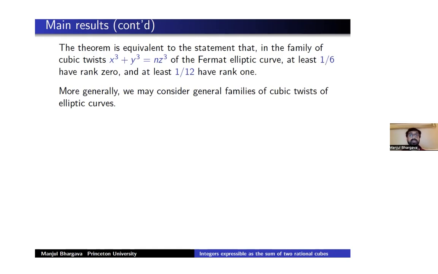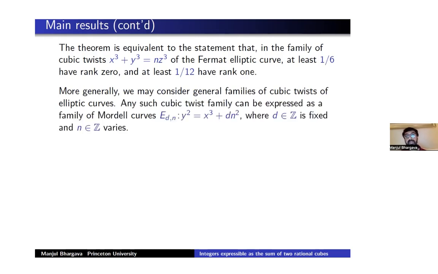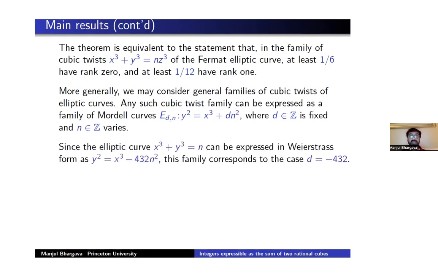And actually, we consider something more general. We can consider general families of cubic twists of elliptic curves. Any cubic twist family of elliptic curves can be expressed as a family of Mordell curves, namely the family y squared equals x cubed plus dn squared, where d is fixed and n varies. So if d is fixed and n varies, then this family E_{d,n}, y squared equals x cubed plus dn squared, is the family of cubic twists. And all families of cubic twists are of this form. Now that's a family of cubic twists of elliptic curves. And so for this family, we prove a similar statement about lots of them having rank 0 and lots of them having rank 1.